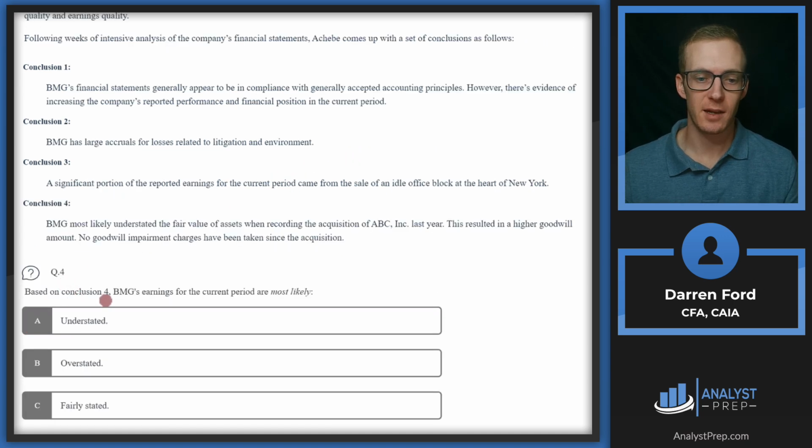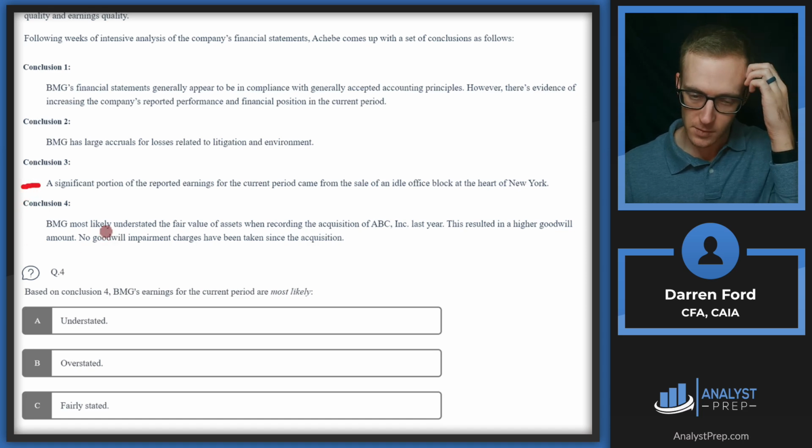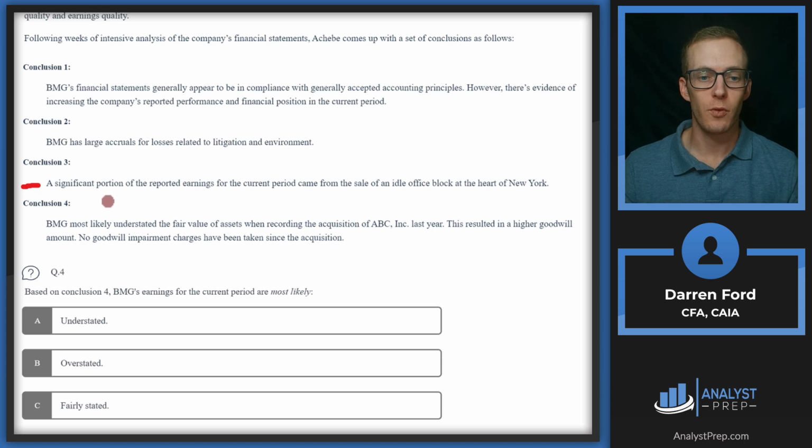Question 4, based on conclusion 4, BMG's earnings for the current period are most likely understated, overstated, or fairly stated. We left off at conclusion 3, so it looks like all we have to do is read this last statement here. Conclusion 4, BMG most likely understated the fair value of assets when recording the acquisition of ABC last year. This resulted in a higher goodwill amount. No goodwill impairment charges have been taken since the acquisition.